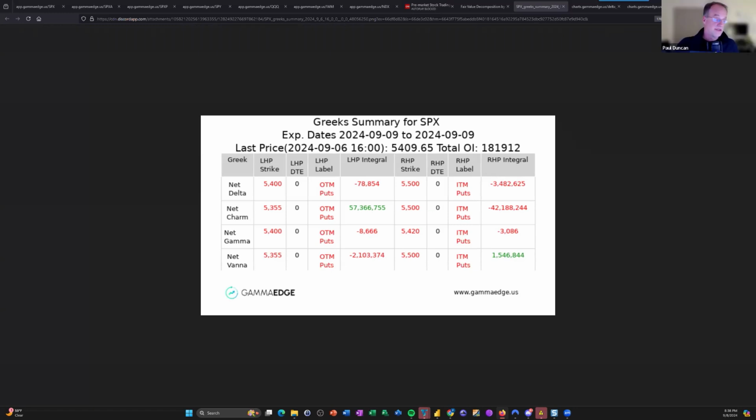Yeah. There's a couple ways that I like to describe it. If Delta is a super tanker, the Charm, Gamma, and Vanna are little tugboats that are pushing and nudging it around, right? They're kind of pushing the bow of the ship around a little bit to change this way, change that way, whatever the case may be. They are change and delta related, but they all have different things that they measure.